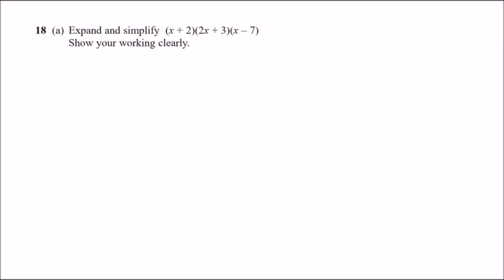Okay, number 18. Expand and simplify this triple bracket and show your working clearly. For triple bracket problems, a super easy way is to always expand the last two brackets using the FOIL method. FOIL just means you multiply the first term with the first term of the second bracket, then with the second term, and then you pick the +3 and multiply it against the x and the -7. Nice and easy.